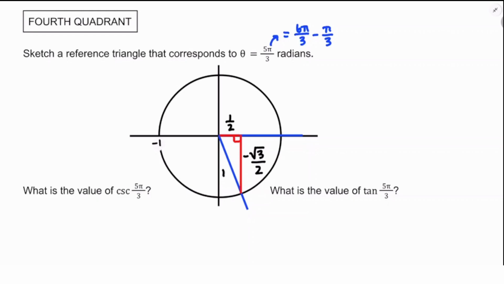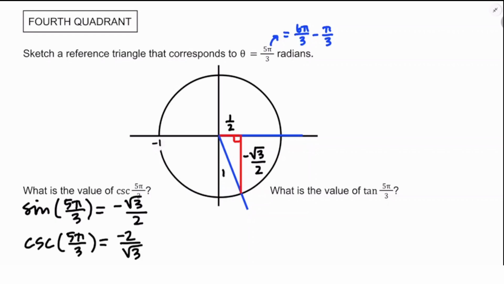Okay, cosecant of 5 pi over 3. Now, if we want to find cosecant, we should start with sine. So sine of 5 pi over 3, and think opposite over hypotenuse. So it's going to be negative root 3 over 2 divided by 1. And then to find cosecant, I will take the reciprocal. I'll flip the fraction. So cosecant of 5 pi over 3 is negative 2 over the square root of 3. And if we're presenting this as our answer, we're going to want to rationalize the denominator and say that's equal to negative 2 root 3 over 3.